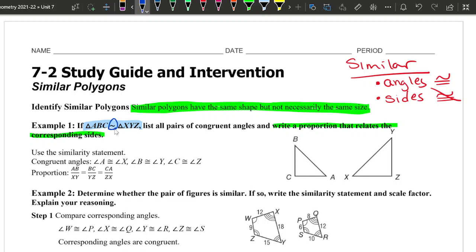And the angles are still matched up in the same order. So angle A and angle X are congruent because they are listed first in the same position. So angle A and angle X are the same. B and Y are the same. And C and Z are the same. So that's what it says here, I guess I could have just looked at that.